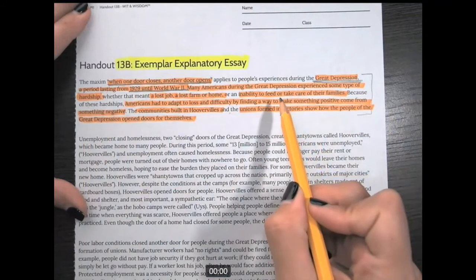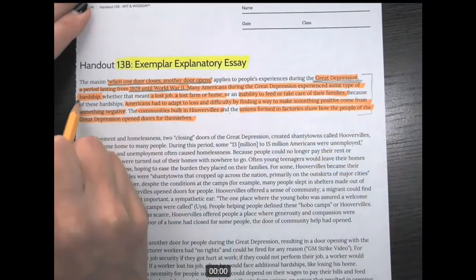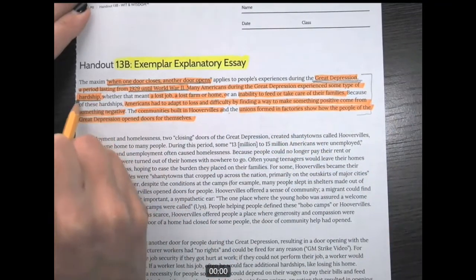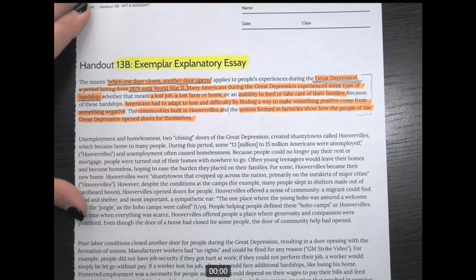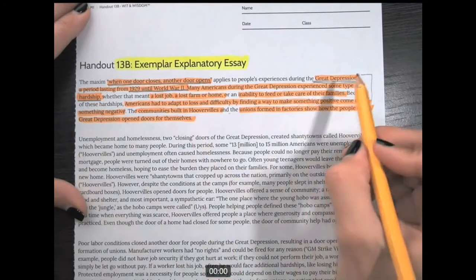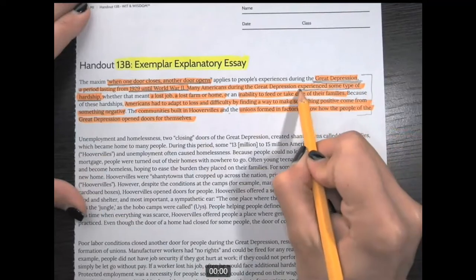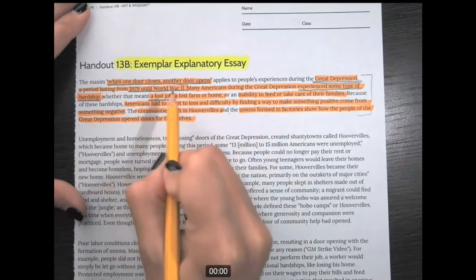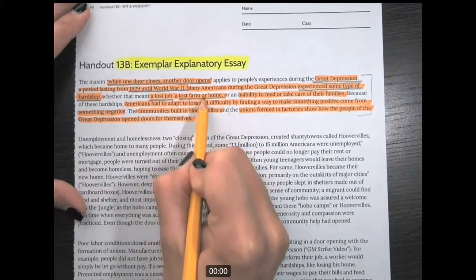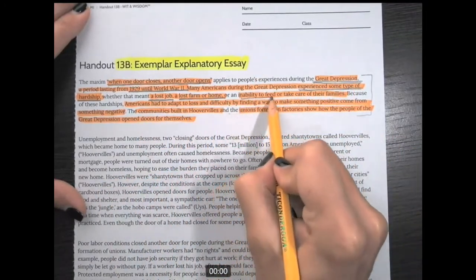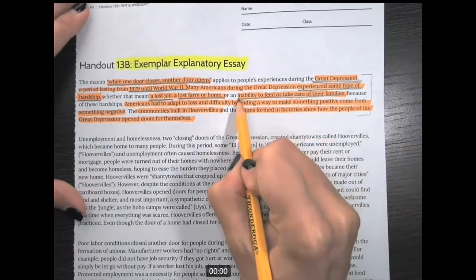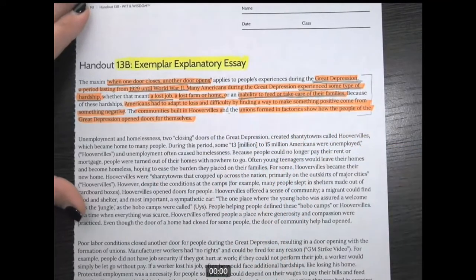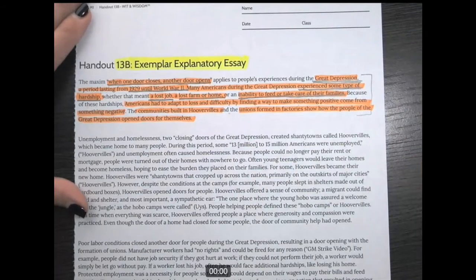And then it also gives us a little bit more about its main idea, which is about how people experienced some type of hardship during the Great Depression. And then they give us an example: a lost job, a lost farm, home, or of course, like we've mentioned many times in our classroom, the inability to take care of their families.